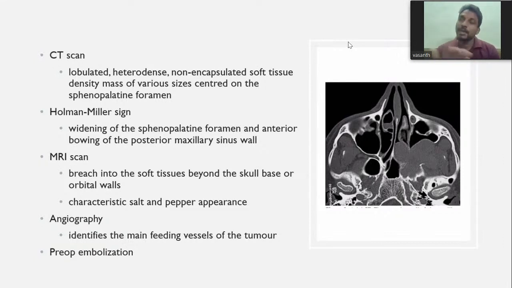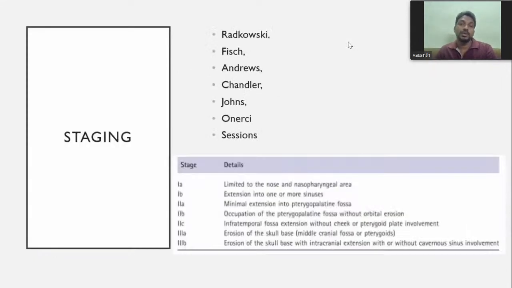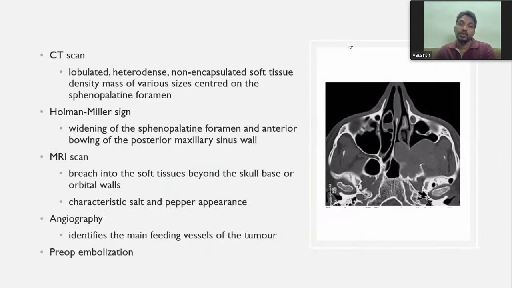Okay, and angiography is done along with the imaging. It can be an MR angiography or a CT angiography because we have to identify the main feeding vessel of the tumor. Why do we have to identify the main feeding vessel of the tumor? Because we have to do a pre-operative embolization. Some surgeons are in favor of pre-operative embolization. Some surgeons are not. So they say that if you do the pre-operative embolization, the vascularity of the tumor shrinks and even the size of the tumor is reduced, and it is very easy to dissect and remove the tumor.